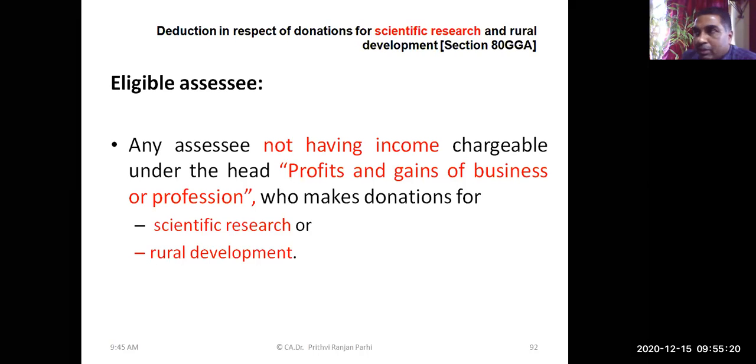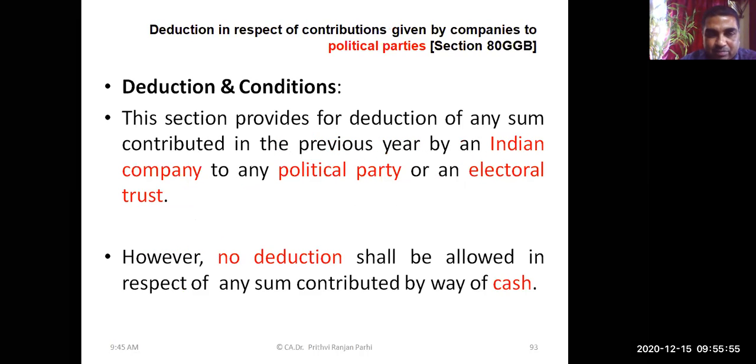But what will happen? Yeah, it depends in different situations. Sometimes weighted deductions are also allowed at a higher rate. Now, if the person is not having income under the head profits and gains of business and profession, still he can donate for scientific research and consequently he can claim a deduction. So this particular provision, that is 80GGA, is applicable for assessees who are not having income under the head profits and gains of business and profession and making donations for scientific research or also for rural development activities.